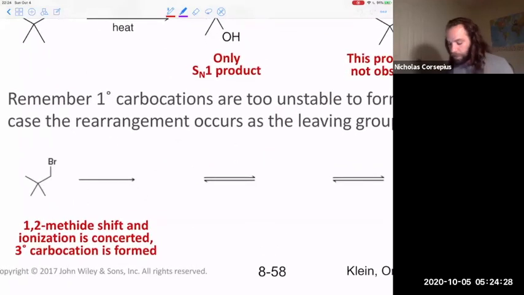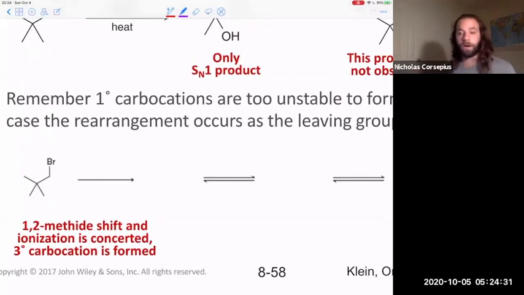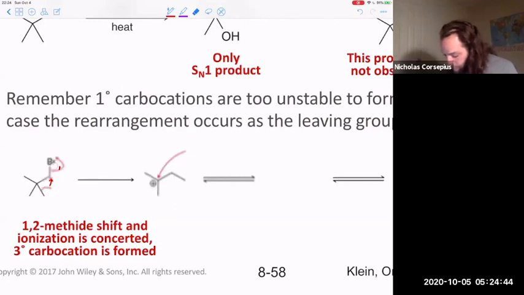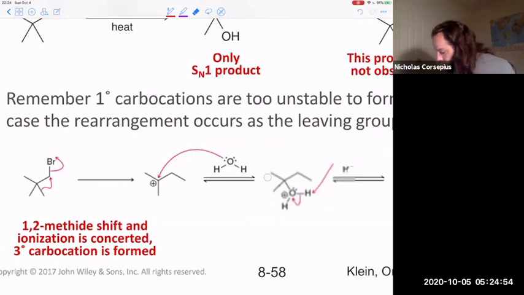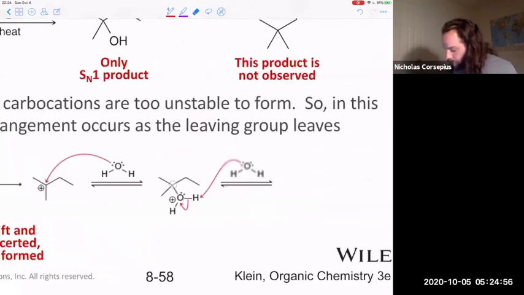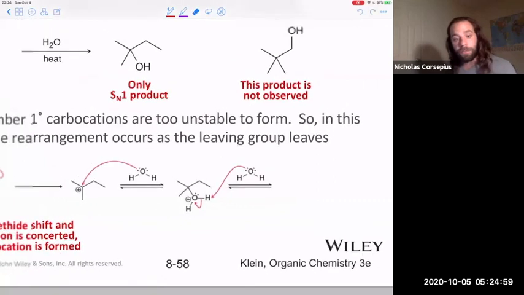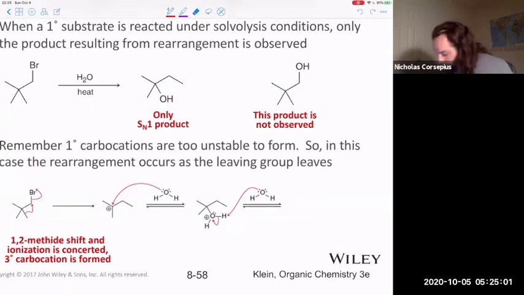Another example being down here. Normally we wouldn't think of a primary carbocation as getting to form at all, which is why here you have a methyl shift and loss of leaving group happening at the same time in order to form that more stable tertiary carbocation. That can then be attacked by the water. If you're going to complete your reaction mechanism, you're going to have another step where you have to deprotonate that water in order to get your alcohol group.